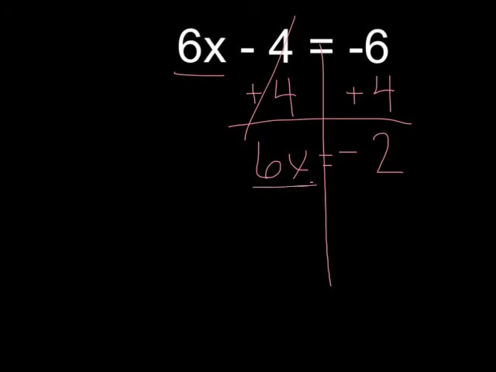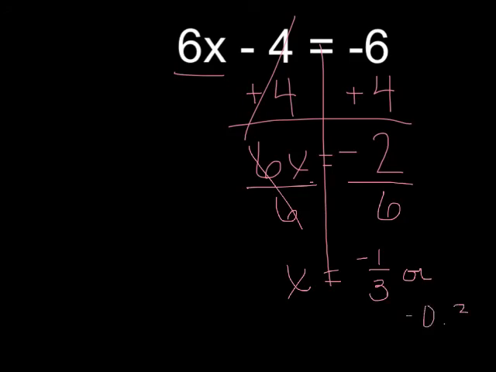6 times x, we need to undo that by dividing both sides by 6. Negative 2 divided by 6 is going to give you the fraction negative 1/3. Or if you put into your calculator negative 2 divided by 6, you'll get negative 0.3 repeating, and both are fine answers.